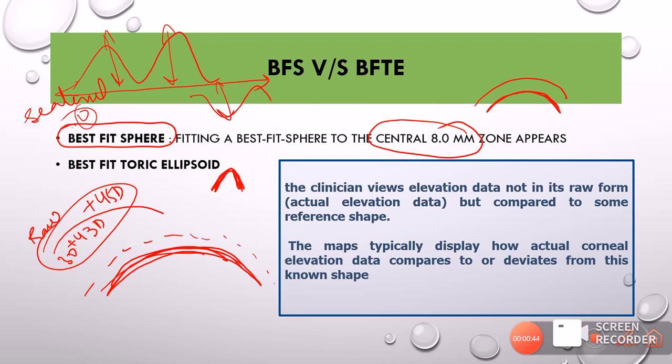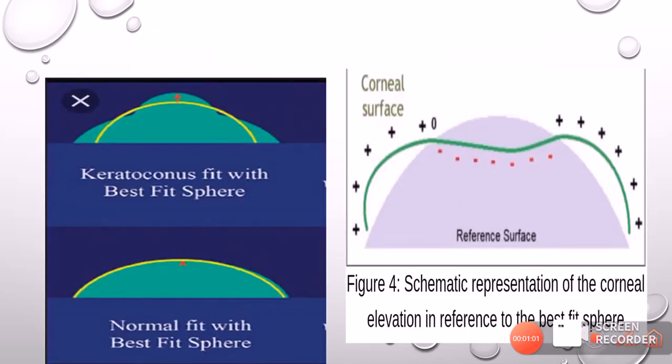Now, as I told you, the elevation data is not exactly seen in raw form in the elevation maps. These elevation maps will tell you the actual corneal elevation data and how much it is deviating from the known shape. So let us see over here. Suppose this dome over here is the reference surface or the best fit sphere, and this green shape over here is our cornea.